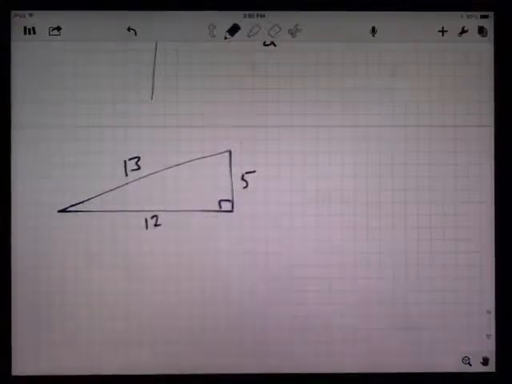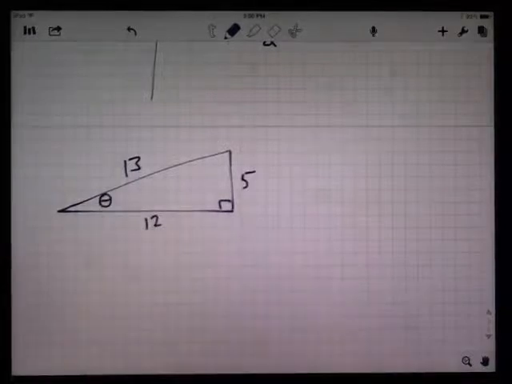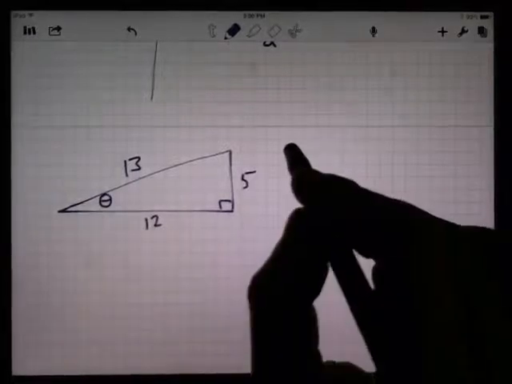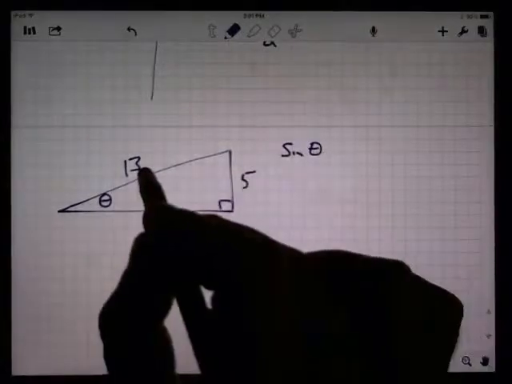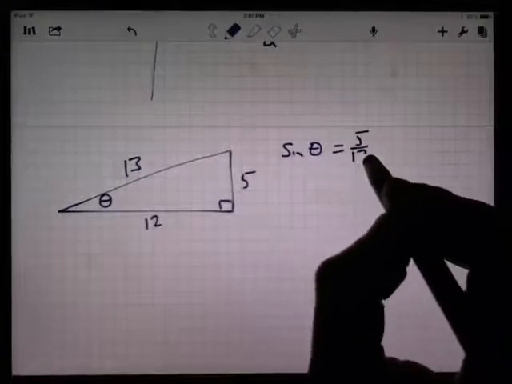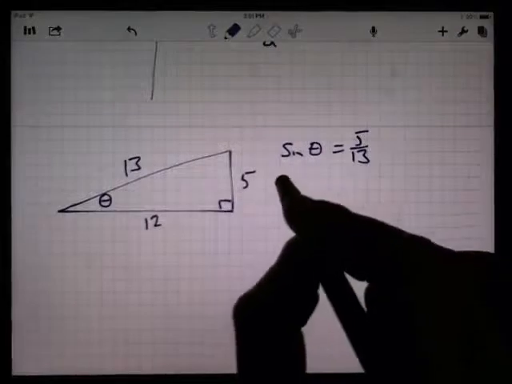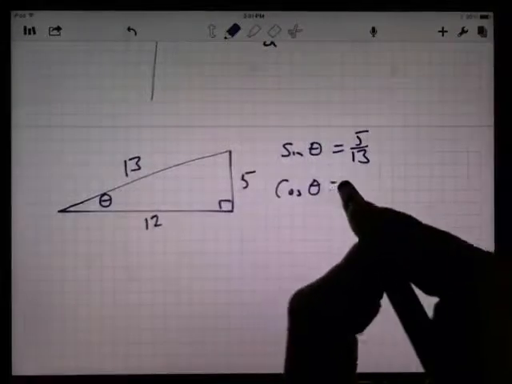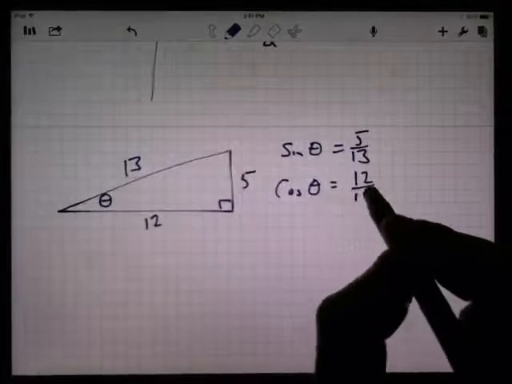Right? So if I look at this angle right here, I can say, what are the 6 trig functions of that angle? Well, the sine of that angle is the opposite side divided by the hypotenuse. The opposite side is 5. The hypotenuse is 13. Now see, you're actually getting a number here, 5 divided by 13. Right? The cosine of that angle is the adjacent side divided by the hypotenuse. So 12 divided by 13.